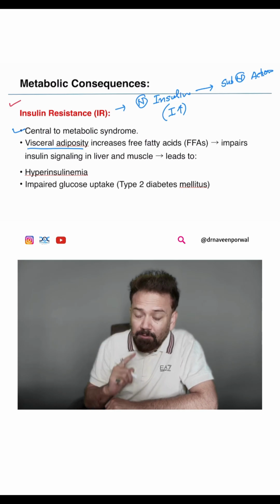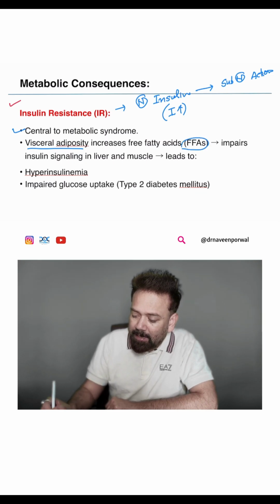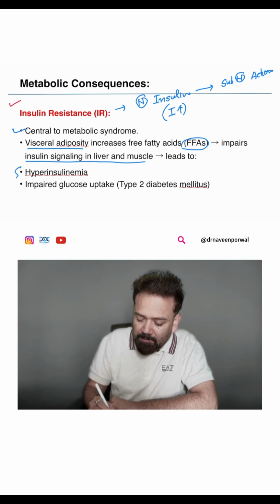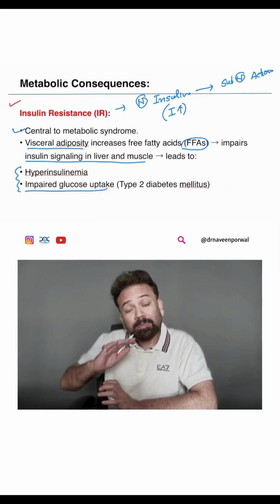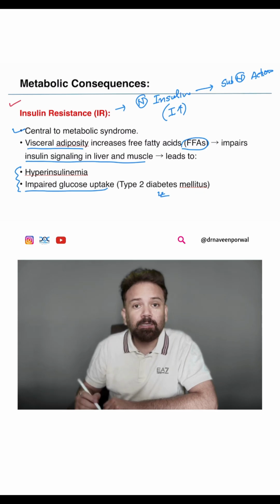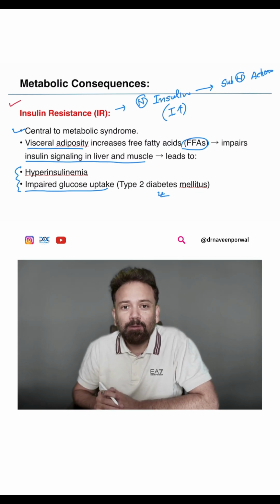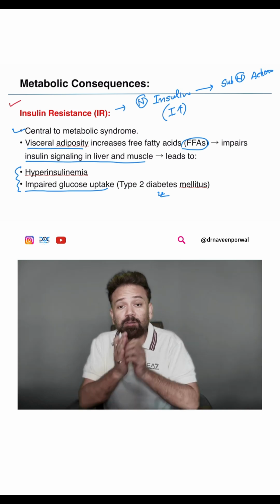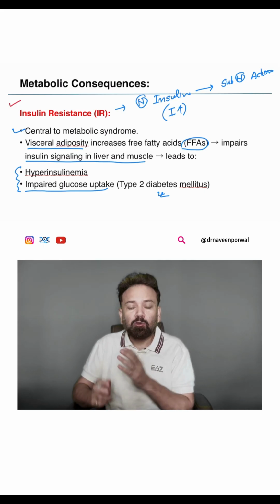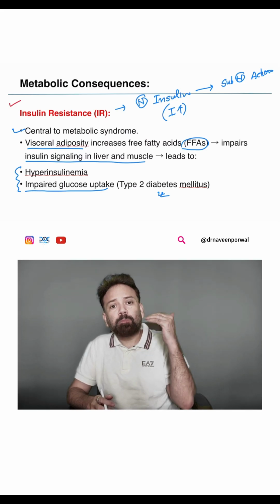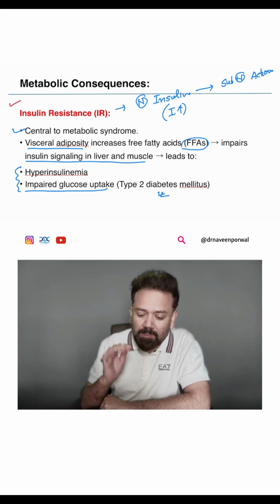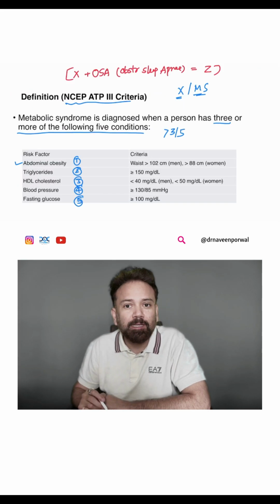Why? Because that will increase free fatty acids and impair insulin signaling in the liver and muscle, leading to hyperinsulinemia and impaired glucose uptake, which after certain years will convert into a type 2 diabetic person. He will be called a diabetic person now, because he is having diabetes mellitus. So insulin resistance happens prior to pre-diabetes and diabetes. First a person will have insulin resistance, then pre-diabetes, and then diabetes. And what is the central cause? Central obesity. In the criteria also, number one is abdominal obesity.